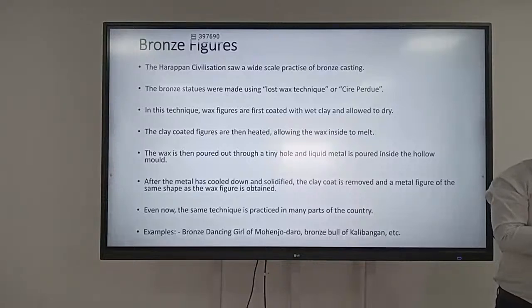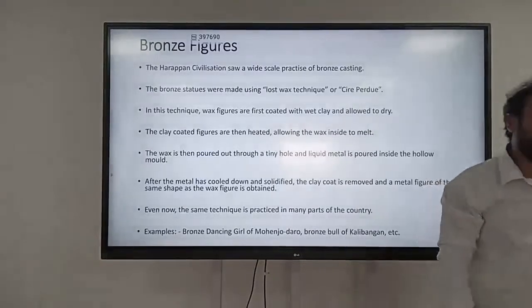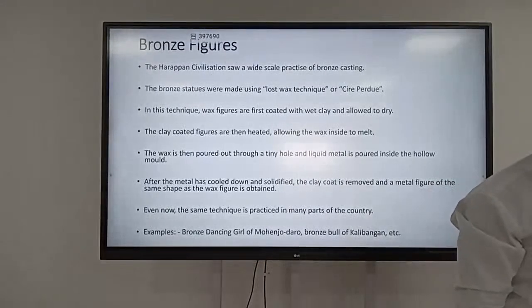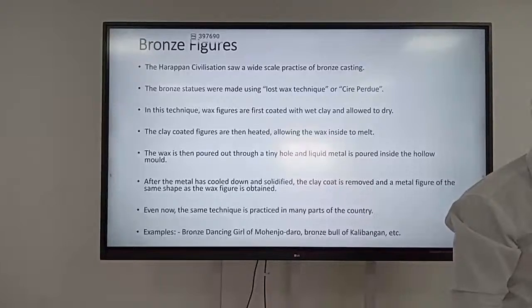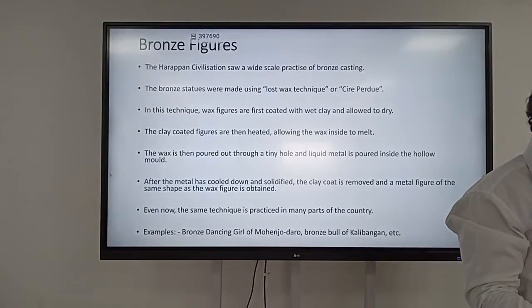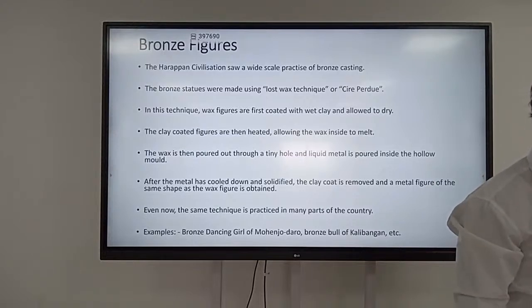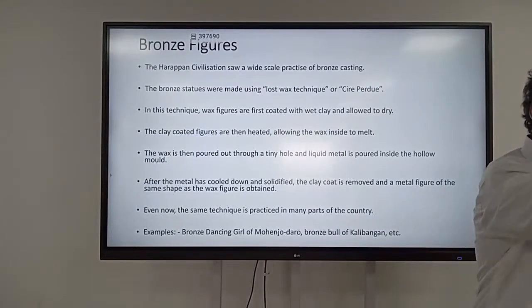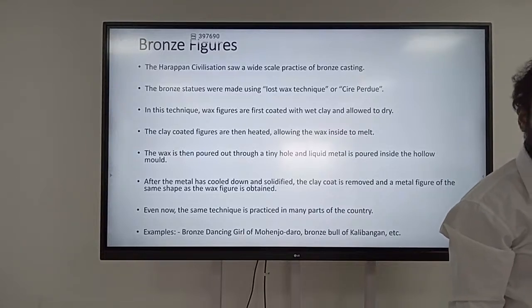Bronze is not a metal, it is an alloy. An alloy is nothing but a combination of two or more metals. Bronze is a combination of copper and tin. Then IVC civilization is also called the bronze civilization. The reason is that a lot of bronze sculptures were found in IVC sites. That is the reason why IVC civilization is also called the bronze civilization.